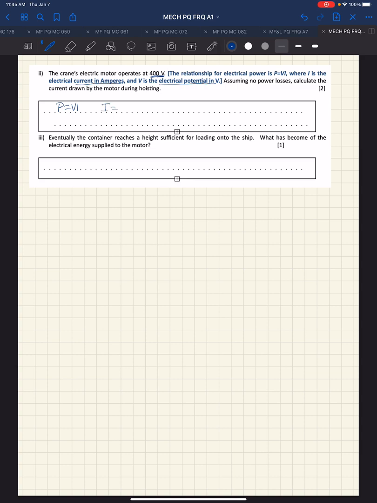So the current I is P over V. The V we're given up here is 400, and we had just found the power to be 10 kilowatts, or 10,000 watts. So 100 over 4 is 25. So 25 amps is the current.